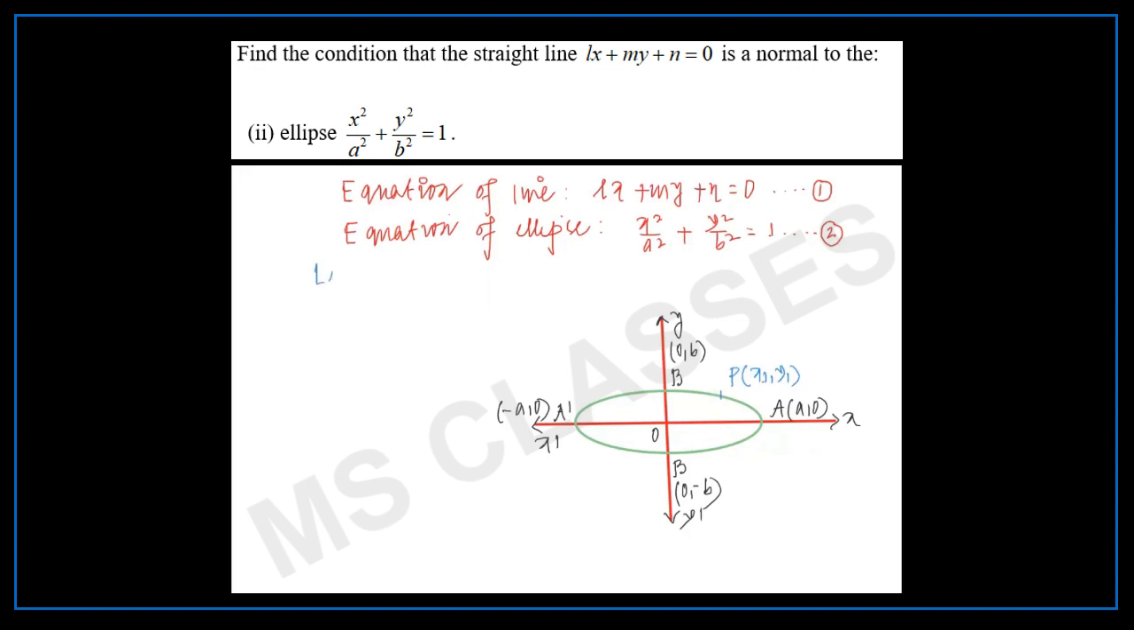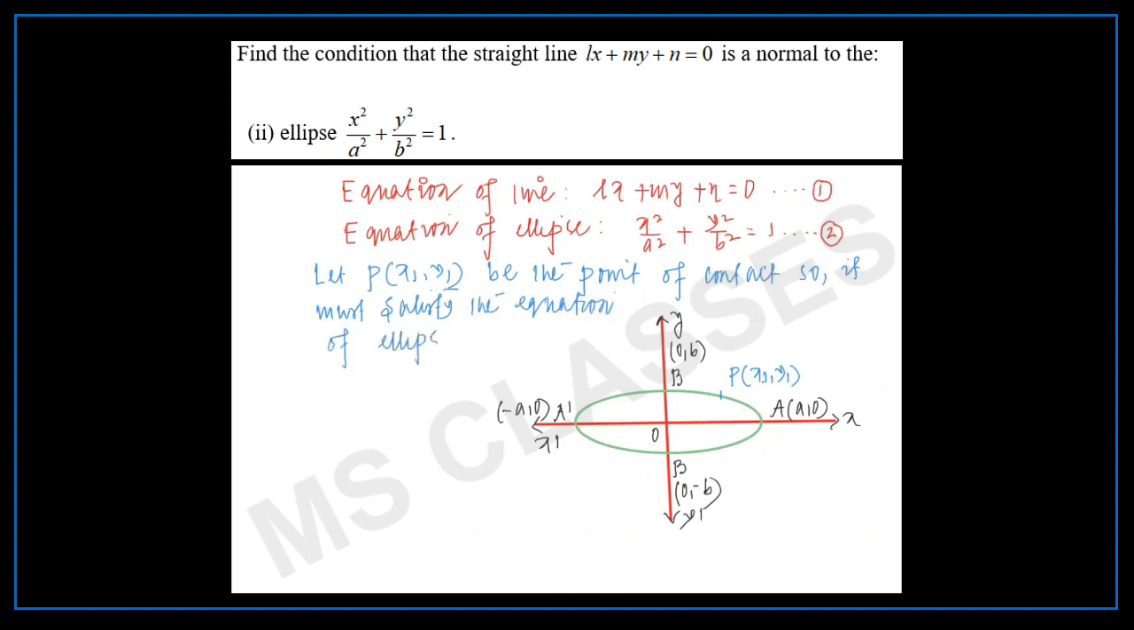let P x1, y1 be the point of contact. So it must satisfy the equation of the ellipse. So we must have x1 square by a square plus y1 square by b square equals 1, which we mark as equation 3.